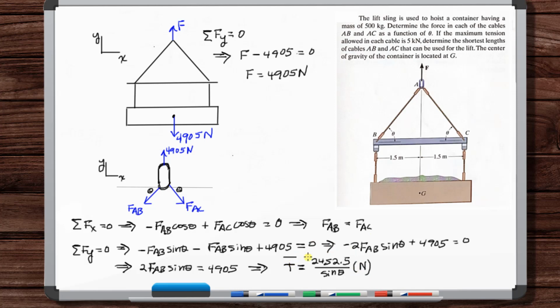So this is the answer to the first part of this question. Determine the force in each of the cables AB and AC as a function of theta. So the tension in either one of the cables is the same. It's the same force as a function of this angle theta, is equal to this, and it's in newtons. Okay. So now, if the maximum tension allowed in each cable is 5 kilonewtons, determine the shortest lengths of cables AB and AC that can be used for the lift. Okay, so let's copy this.